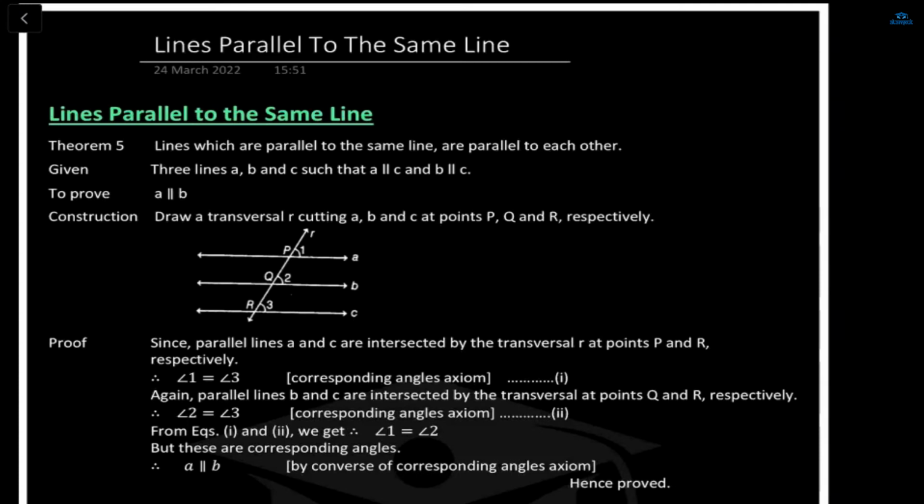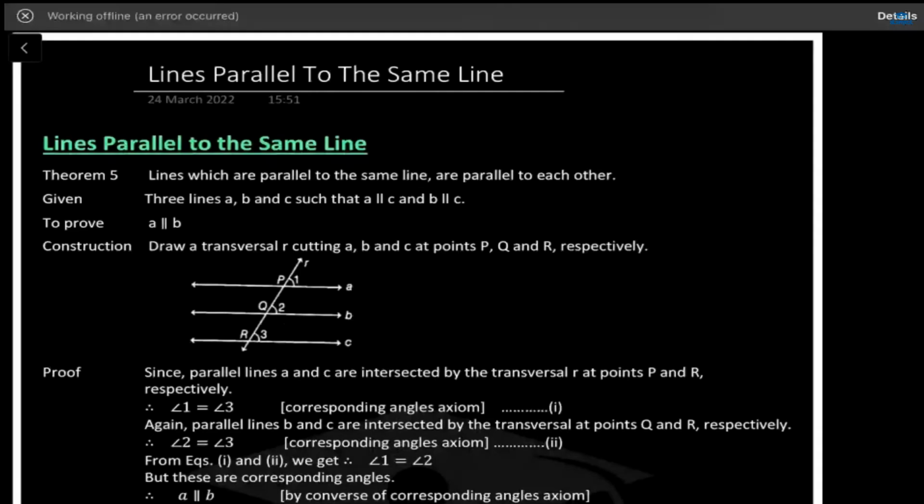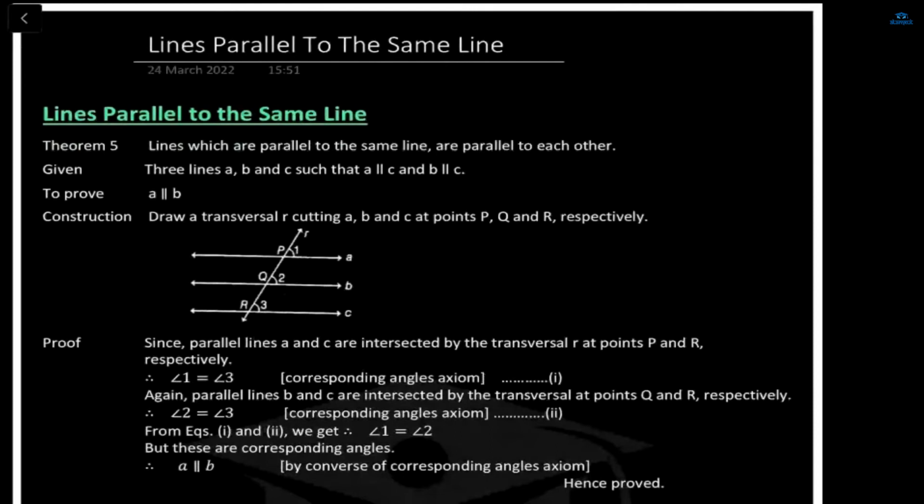Any doubt till now in the lines and angles, parallel lines with the transversal, whatever we were proving? Remember all the theorems? Not all of them. Okay, see, mainly you have two axioms. The corresponding angle axiom. What is the corresponding angle axiom? That if the lines are parallel, then the corresponding angles will be equal.